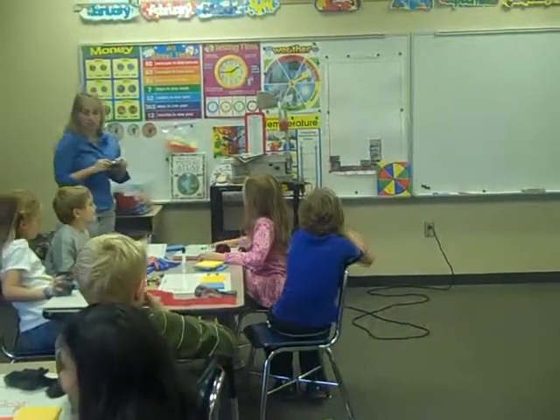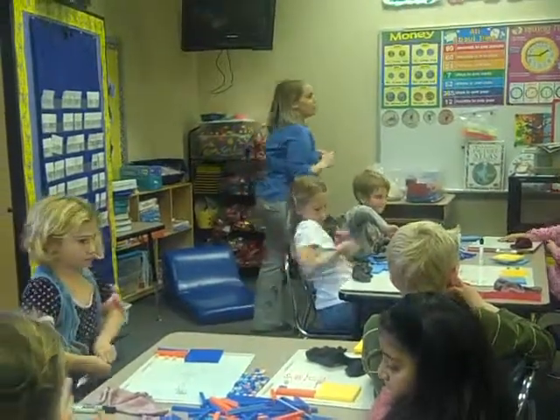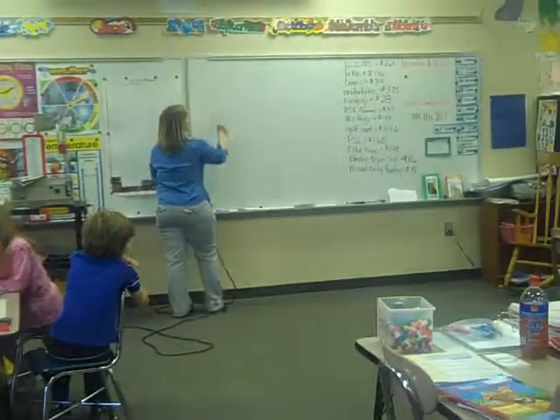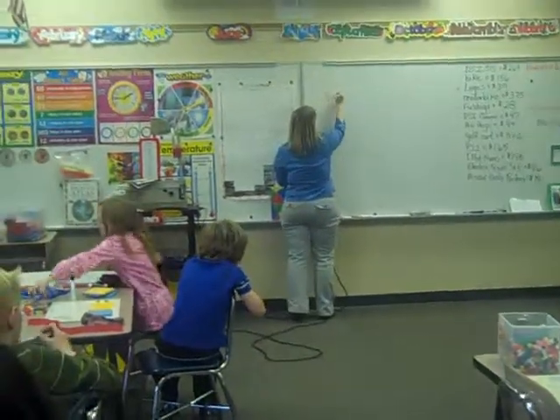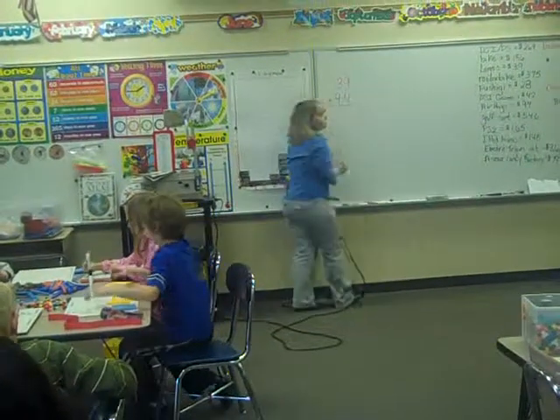What we need to do is put our numbers together now. So we're going to rewrite our new problem. Our new problem that we're going to write is 39 plus 94. 39 plus 94.